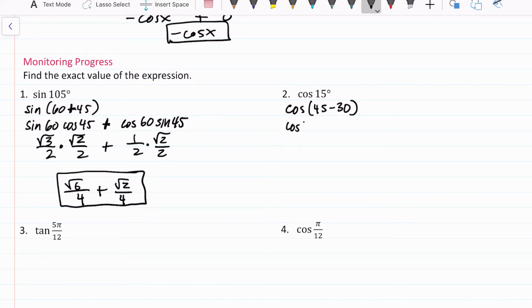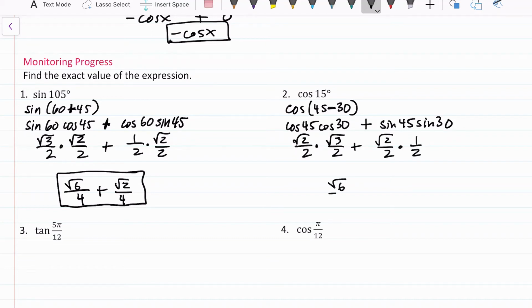For cosine, it will be cosine of 45, cosine of 30. So we use cosine, cosine, but then it will be plus in the middle because it's minus to start with in my formula. And we will have sine of 45 and sine of 30. When you work this out, radical 2 over 2, radical 3 over 2 plus sine of 45, radical 2 over 2 times 1/2, which will give you radical 6 over 4, plus radical 2 over 4, which is exactly the same answer as the last one.